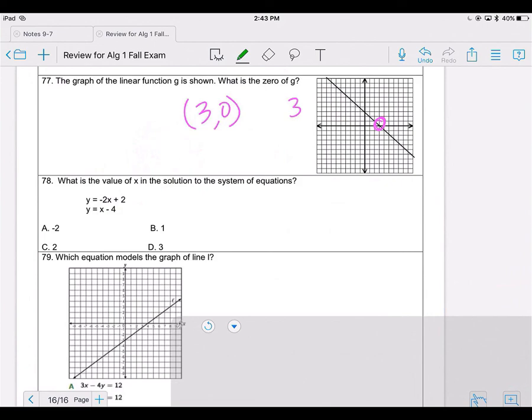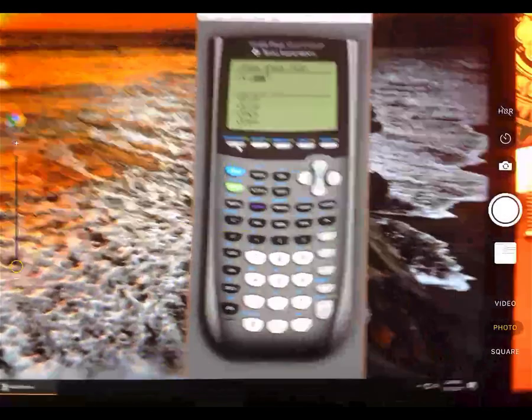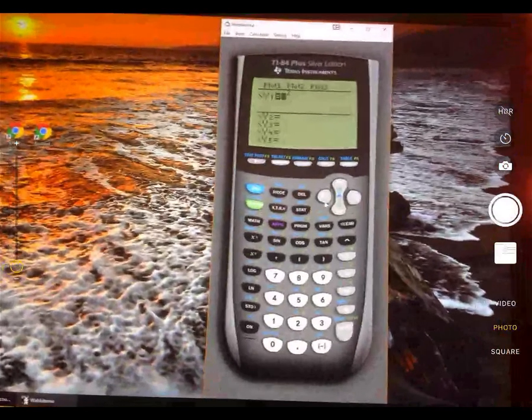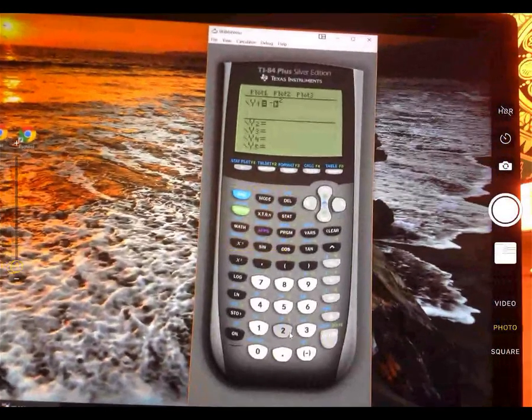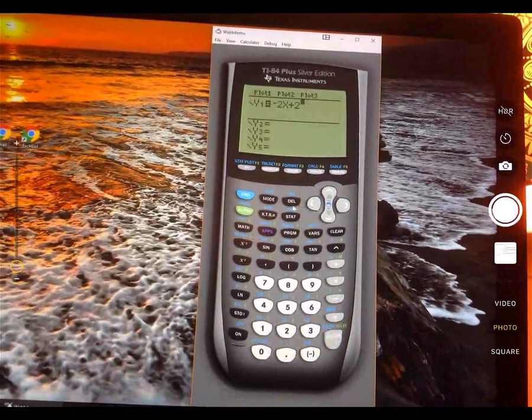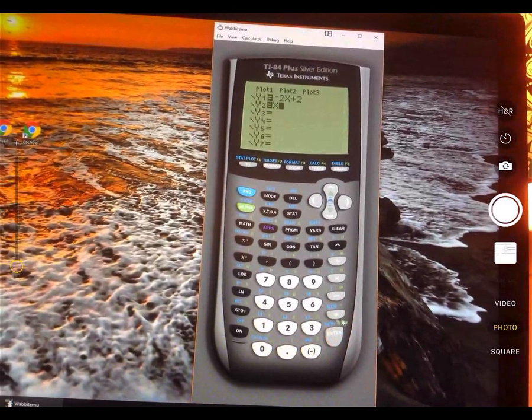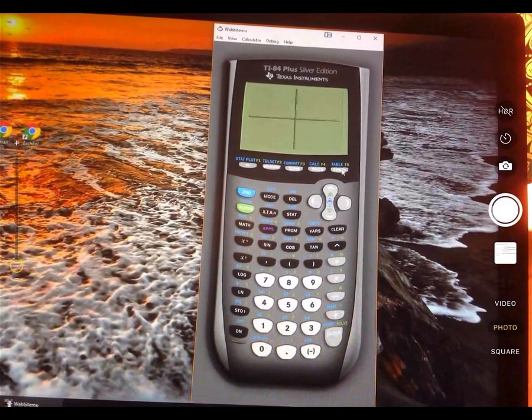78 asks us for the value of x in the solution to the system of equations. So this one I'm going to put these into y equals on my calculator and use my calculator to determine where their intersection is. So to do that, I click y equals up in the top left, and I enter my two equations, negative 2x plus 2, and then x minus 4, and I click graph.